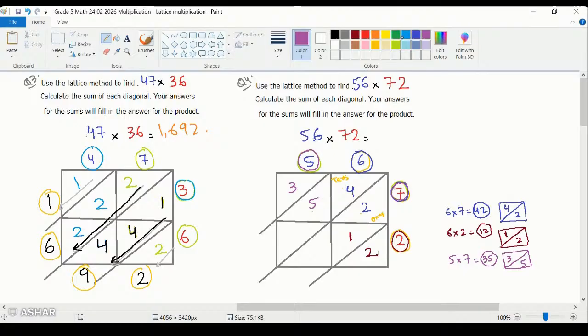And for the last value, can we say 5 multiplied by 2 would be 10? So can we write 10 in this manner, 1 and 0? This would be 10. Agreed? Okay.